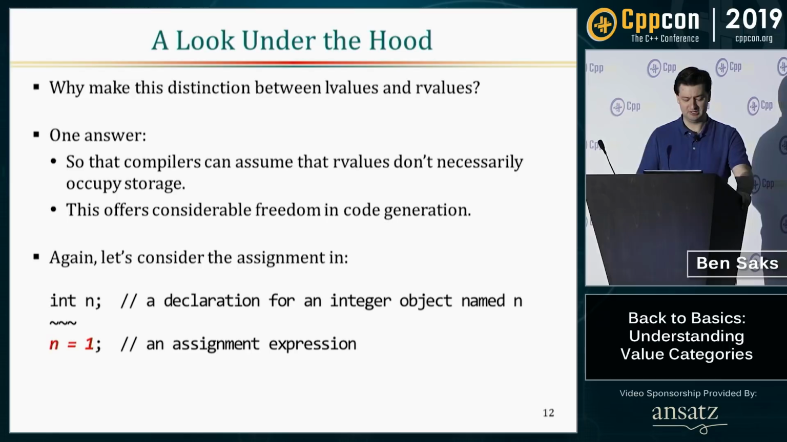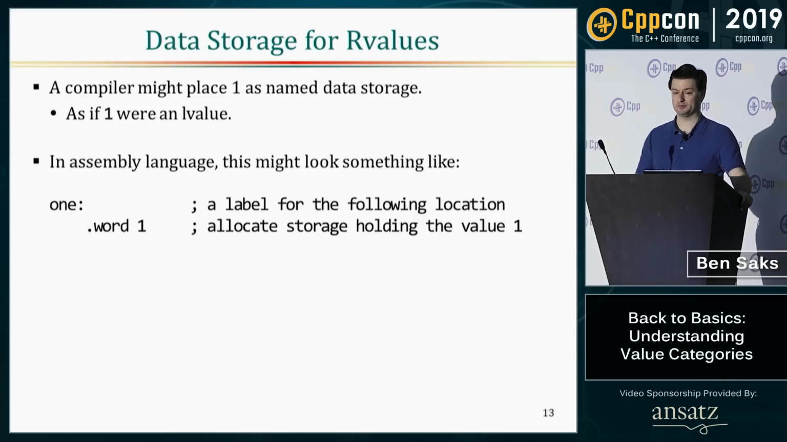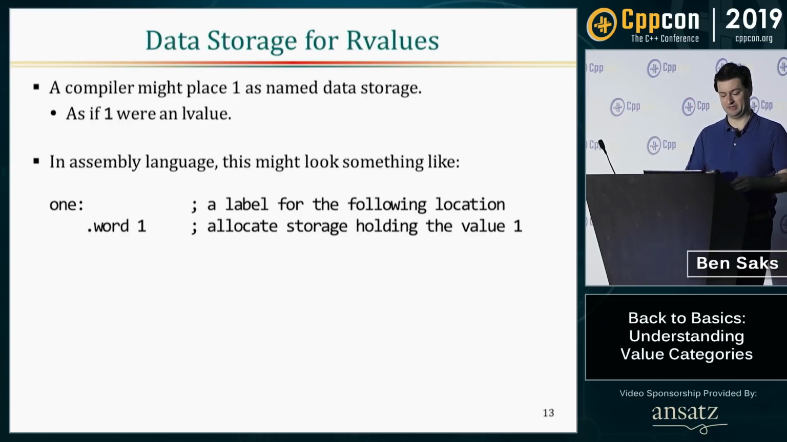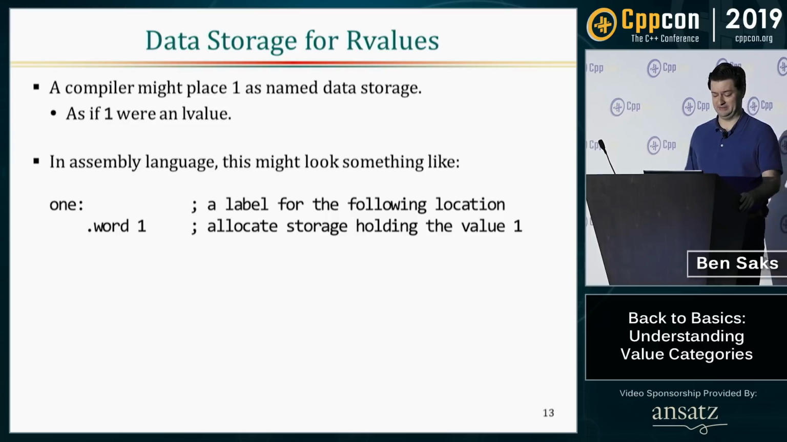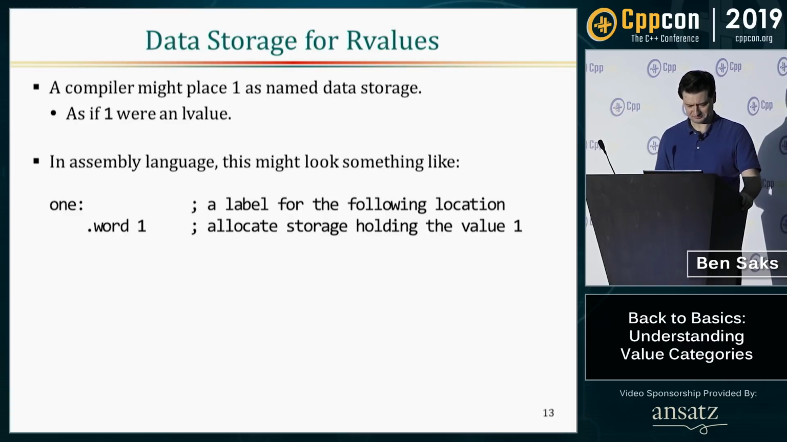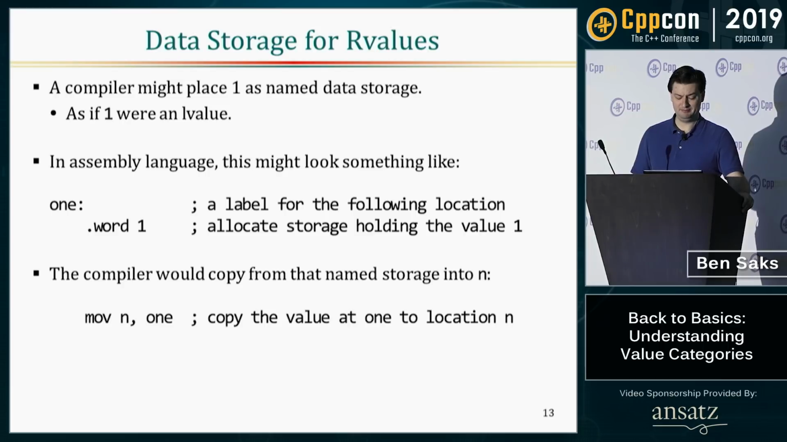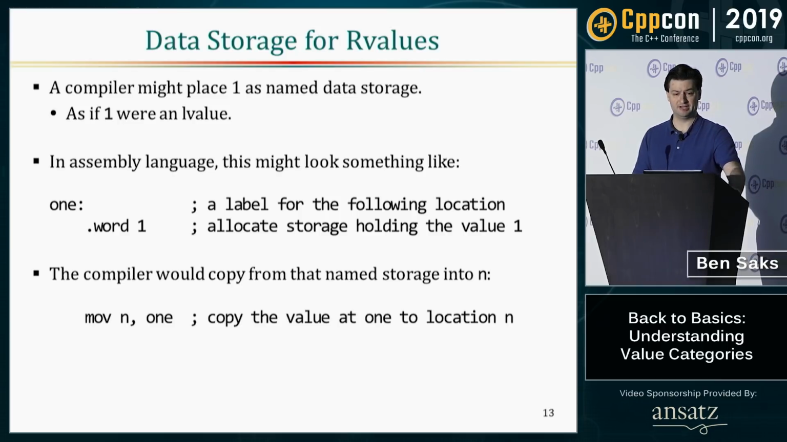So let me give you an example. Going back to the n=1 assignment statement here. It's possible that the compiler will choose to place that value 1 in data storage. Even though it doesn't have to put it there, it may choose to put it there as if it were an lvalue. So in this case, in the assembly language, we would have a portion of the executable that is reserved for that value 1 in data space. And then the assignment statement might look something like this, where we move the value from 1 into the location designated by n.